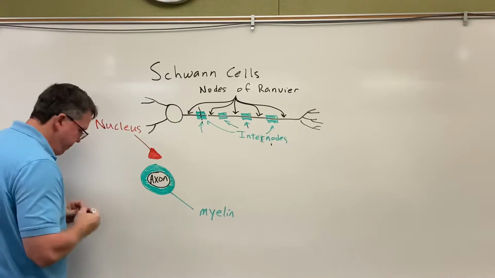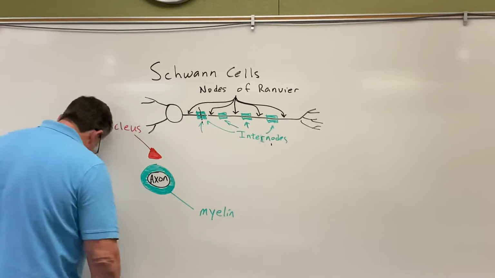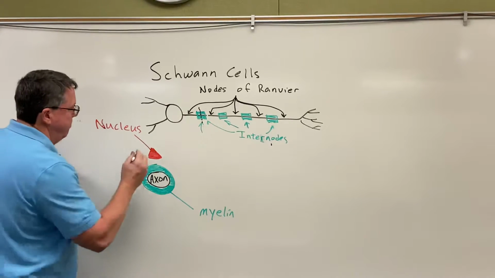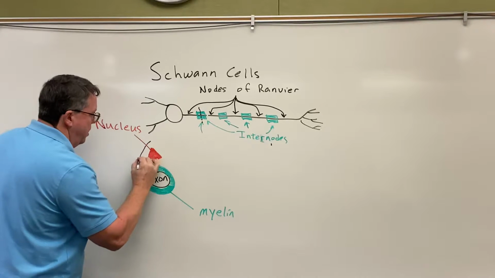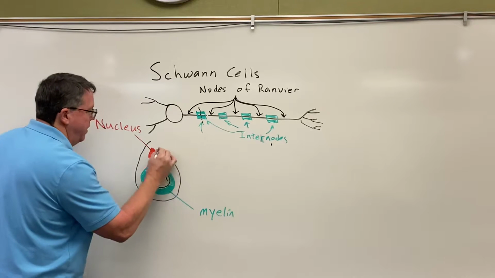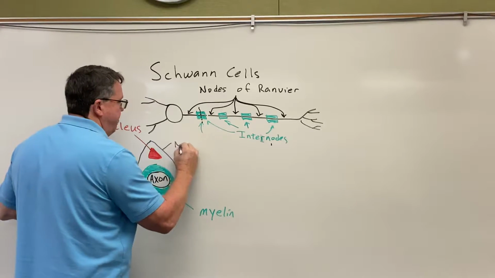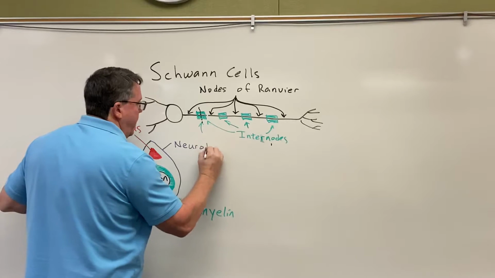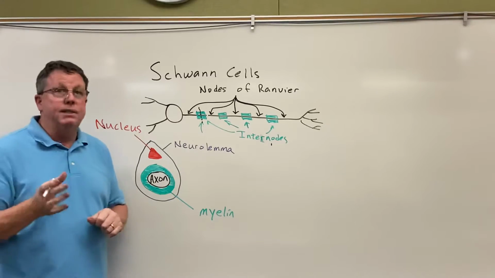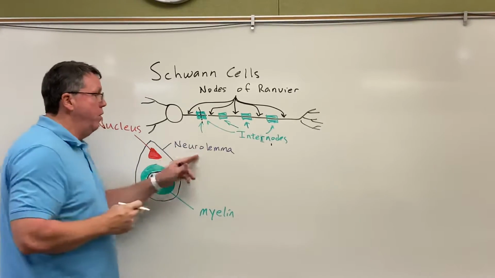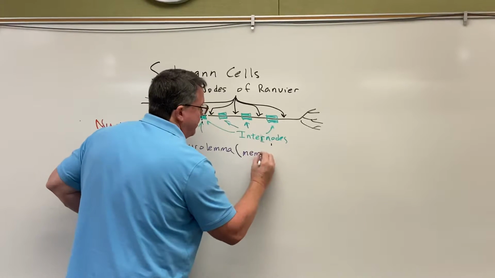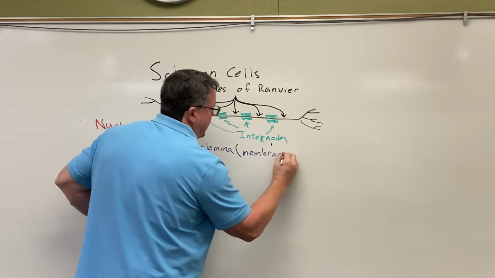Okay, there's my nucleus. And then what I'm going to do is draw the outside of this Schwann cell, and we get something called the outer portion of my Schwann cell, the outer layer of the Schwann cell, is called the neurolemma. Now, really quick, lemma is like another name for a membrane, like the cell membrane. So I have my neurolemma, neuromembrane, okay? When we get to the muscular system, we're going to have sarcolemma. But that's basically my membrane.